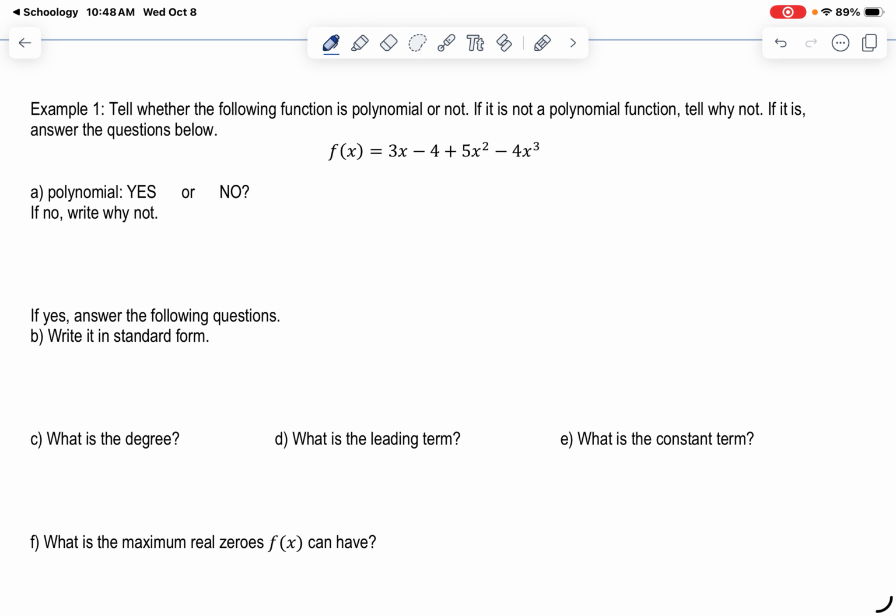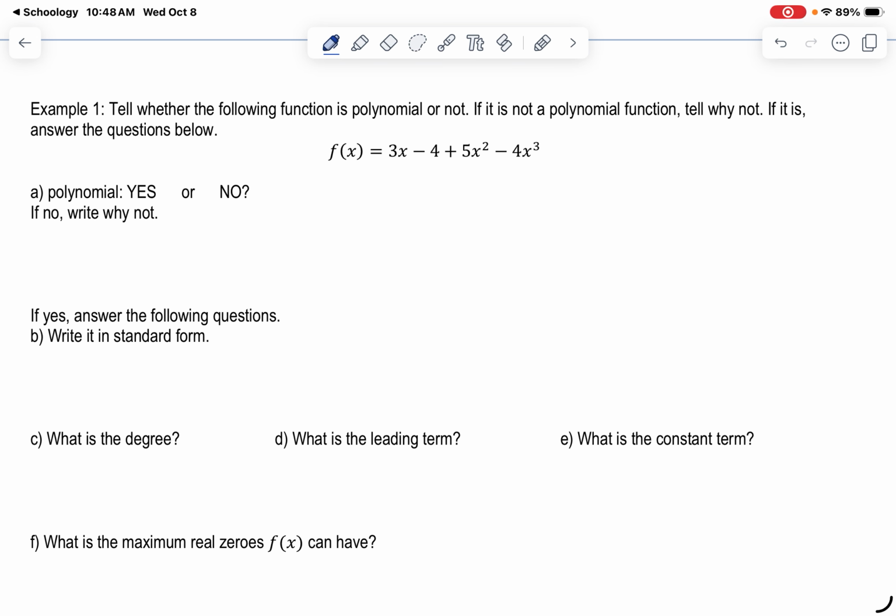All right, so in these examples, the directions look the same on all of them. I'm going to give you a function, and we have to state whether or not it's a polynomial. If it's not a polynomial function, then tell why it's not. If it is, then you're going to answer the question. So if it's not a polynomial function, we don't have to answer B, C, D, E, F, okay? All right, so first off, is this a polynomial function?